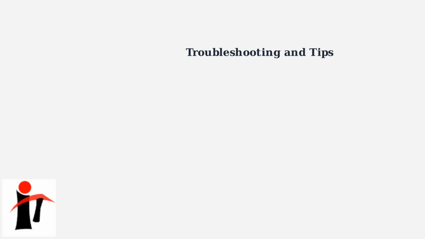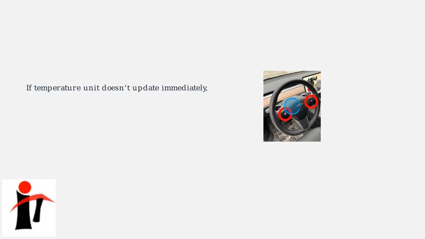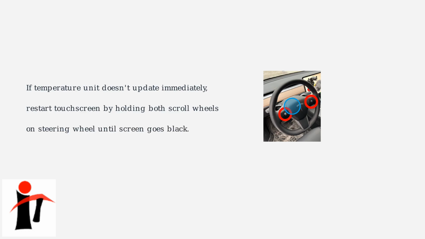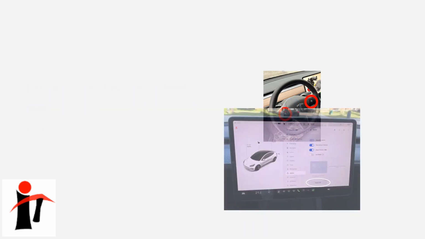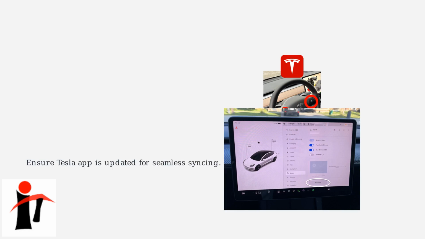If your temperature unit doesn't update immediately, try restarting your Tesla's touchscreen by holding down both scroll wheels on the steering wheel until the screen goes black and reboots. Also, ensure your Tesla app is updated to the latest version for seamless syncing.